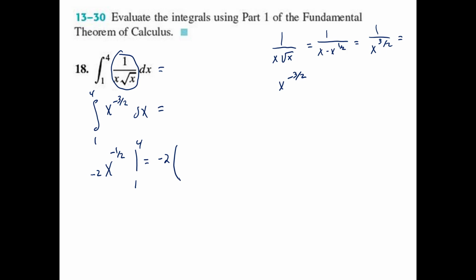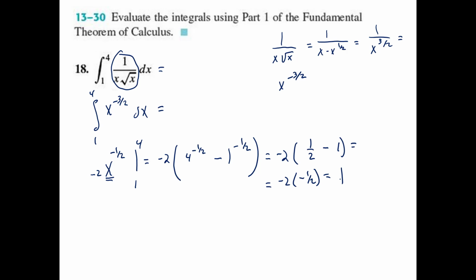I'm going to leave this -2 out in front and plug in the 4 and the 1 into that. And so you get 4 to the -1/2 minus 1 to the -1/2. And so then you get -2 times... 4 to the -1/2 is 1/2. Right, the -1 means to write your powers in the denominator. The 1/2 means to square root, so the square root of 4 is 2, and the negative makes it go on the bottom, so 1/2. 1 to any power is 1. 1/2 minus 1 is -1/2. And a negative times a positive is a negative. So our area is exactly 1.